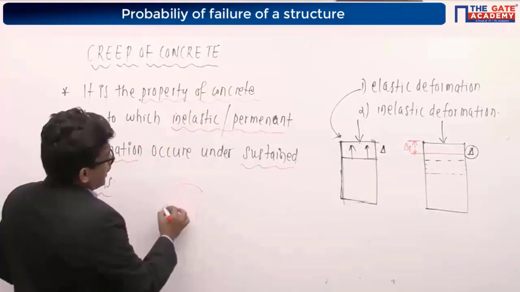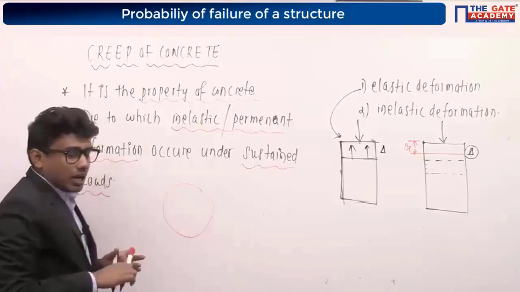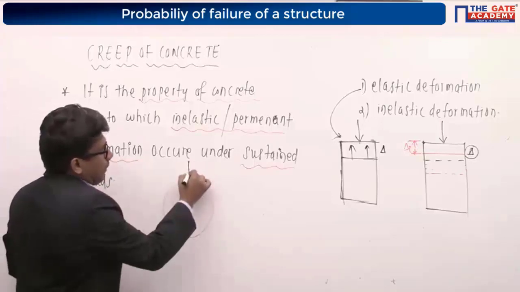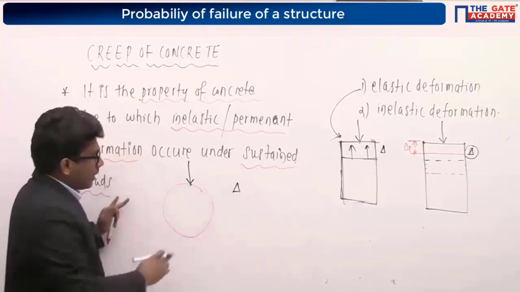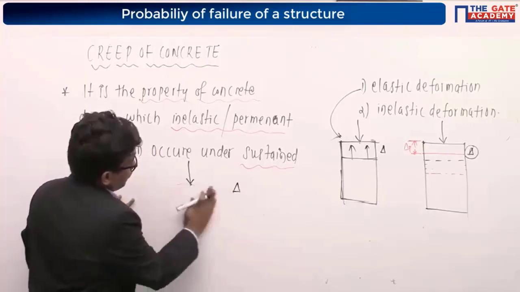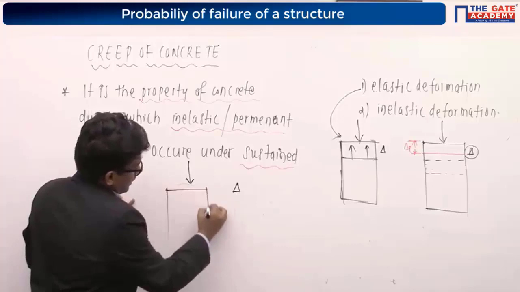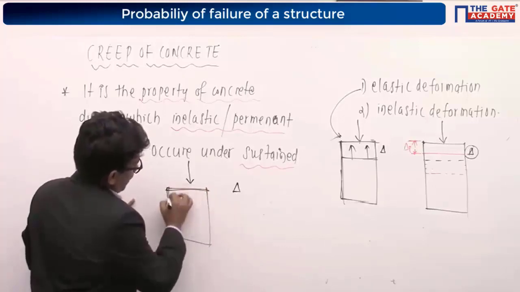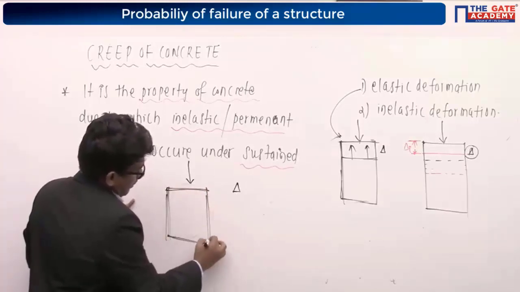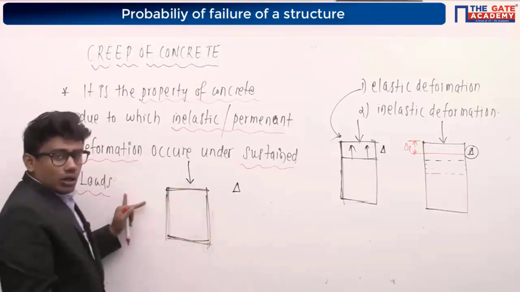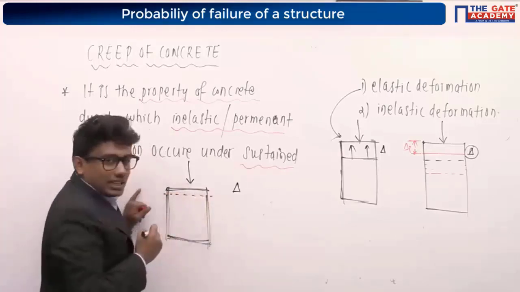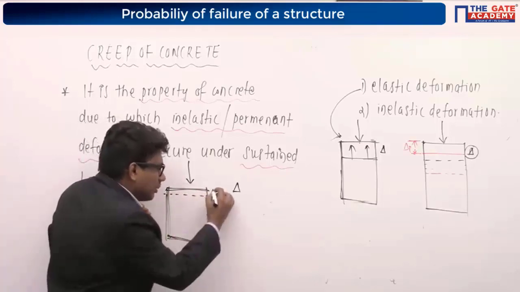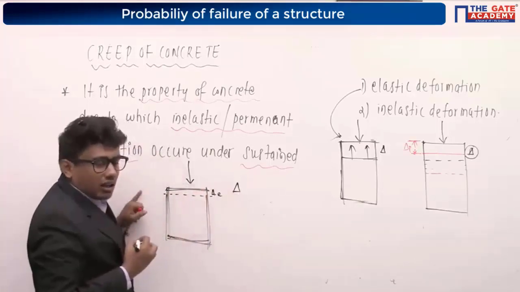If I take a concrete mass, and on the application of the load, there will be some deformation. I am talking about taking it as delta. Suppose I take a rectangular member like this, and I apply the load. Of course there will be some deformation, which is called elastic deformation. Some elastic deformation will be there in the concrete.